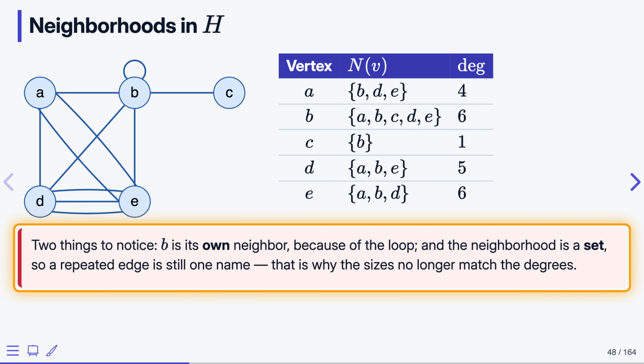So this is the lesson. In a simple graph, the size of the neighborhood equals the degree. Once loops or repeated edges appear, that stops being true.